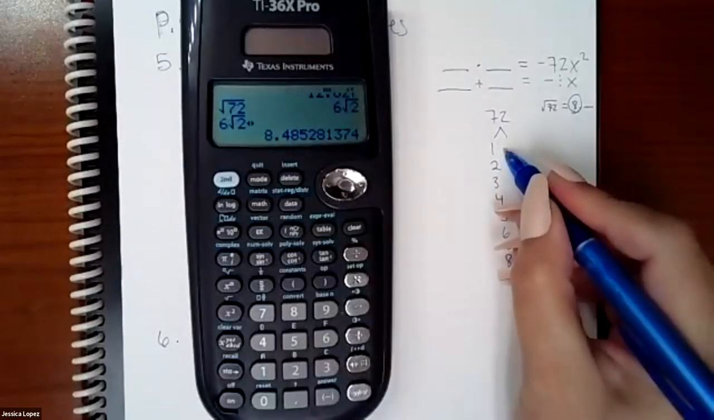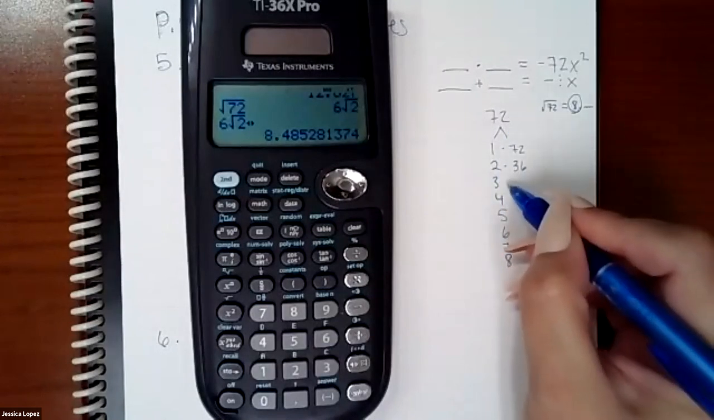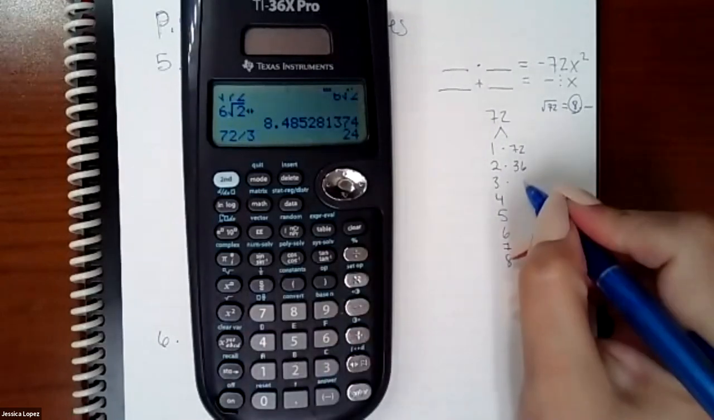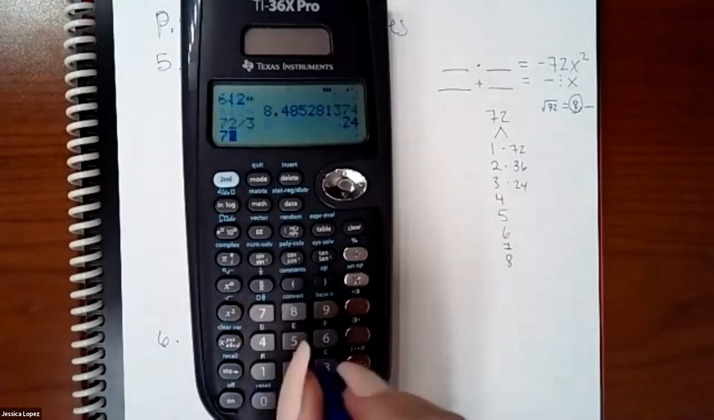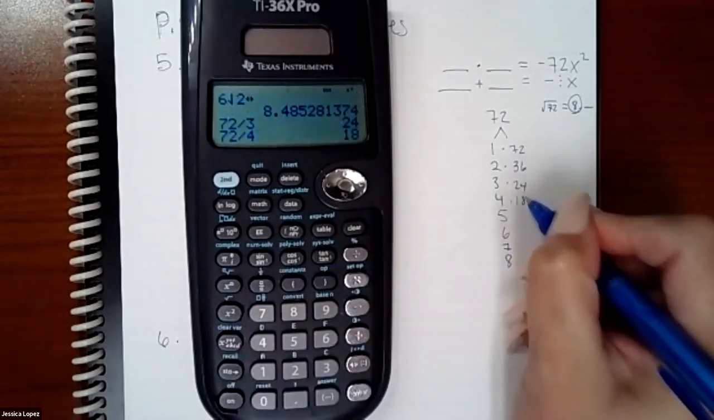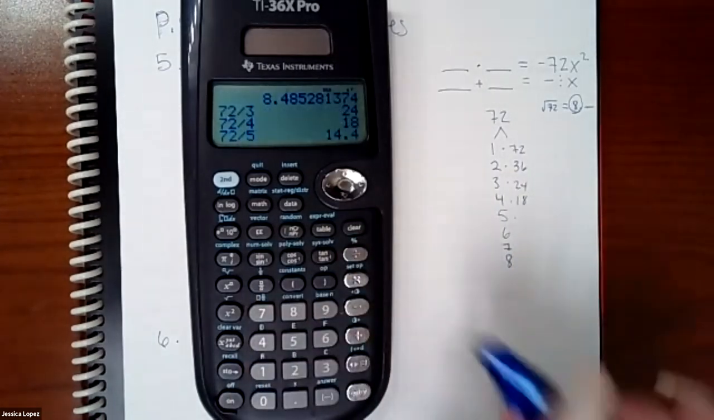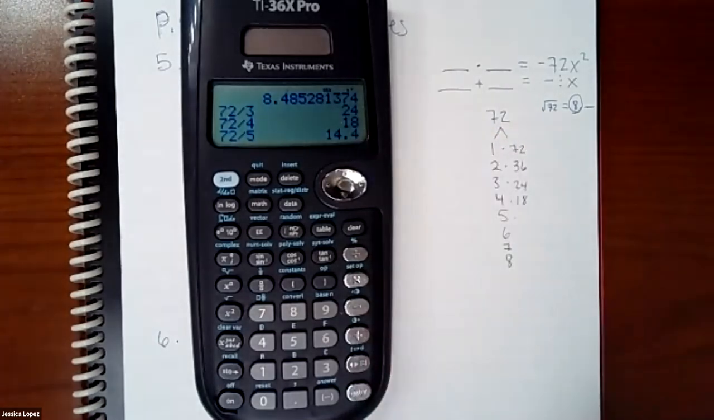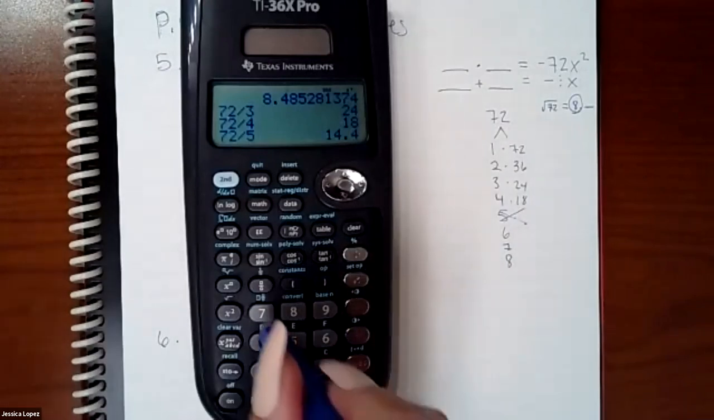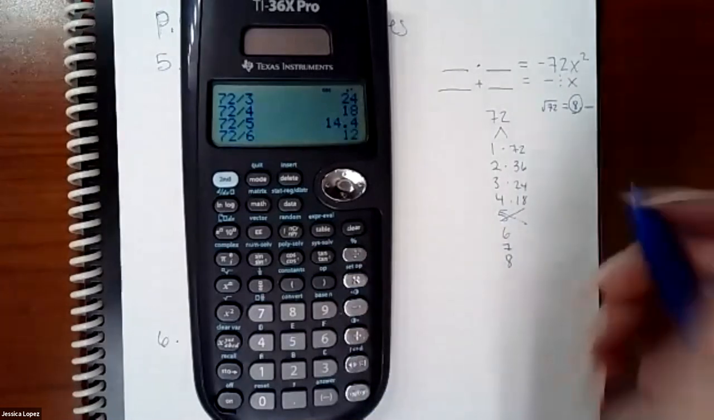What is 72 divided by 1? 72. 72 divided by 2 is 36. 72 divided by 3 is 24. 72 divided by 4 is 18. 72 divided by 5 is not going to work, but I'll show you in the calculator. The fact that you get a decimal means that it doesn't go in there evenly. So this one does not work. 72 divided by 6 is going to be 12.